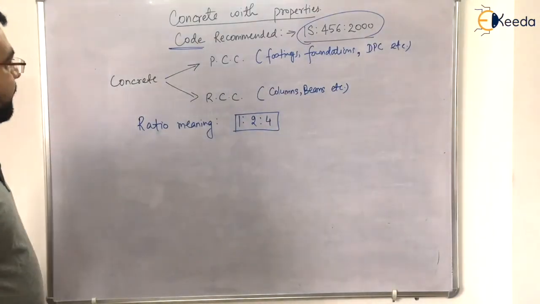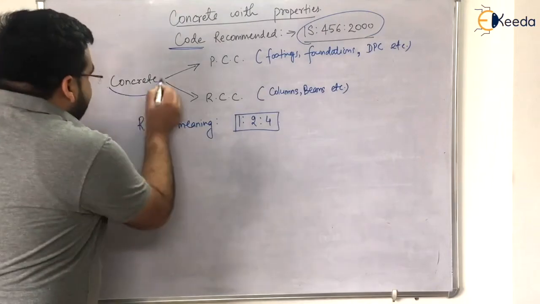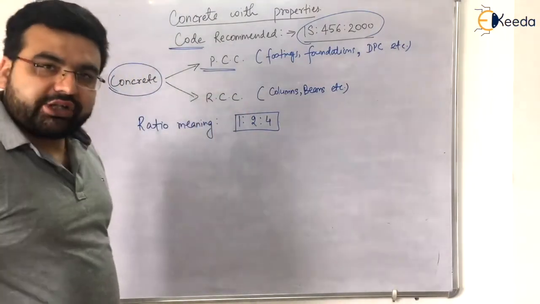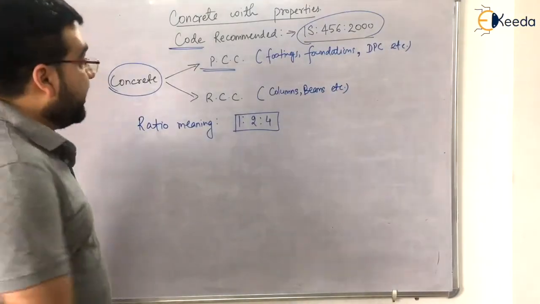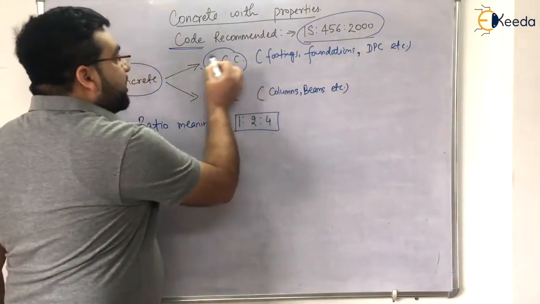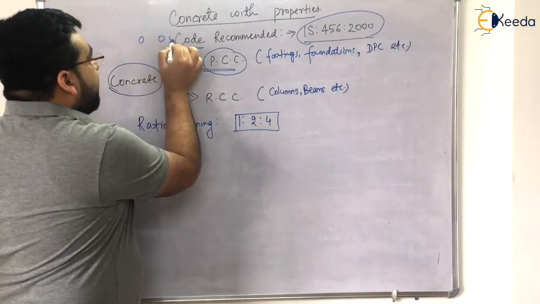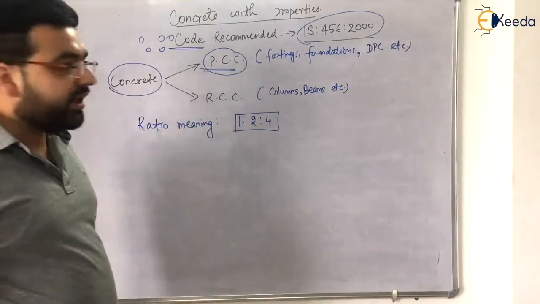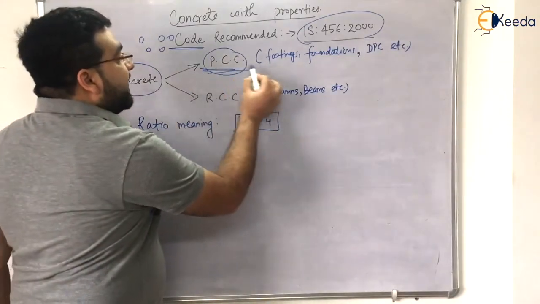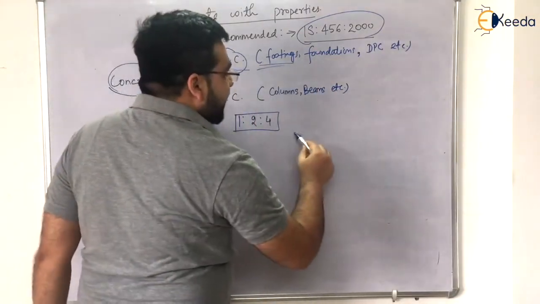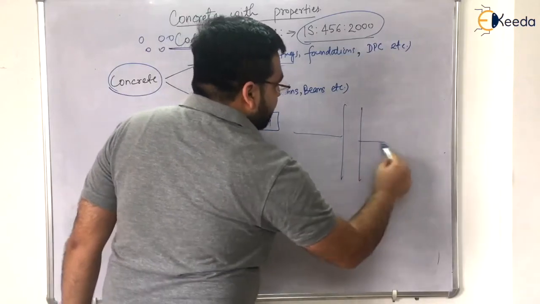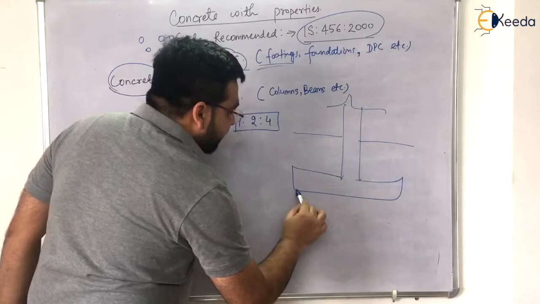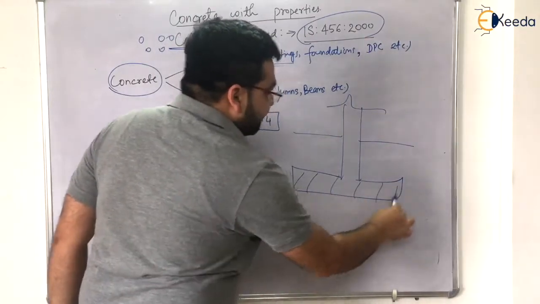Okay. Now, concrete. Concrete is of two types. First one is the PCC. PCC means plain cement concrete. It means that in plain cement concrete, there are no reinforcing bars, steel bars. Okay. So where do we use the PCC? It is used in footings. For example, let us say that this is your foundation. Okay. This is your foundation. So in footings, we are using PCC.